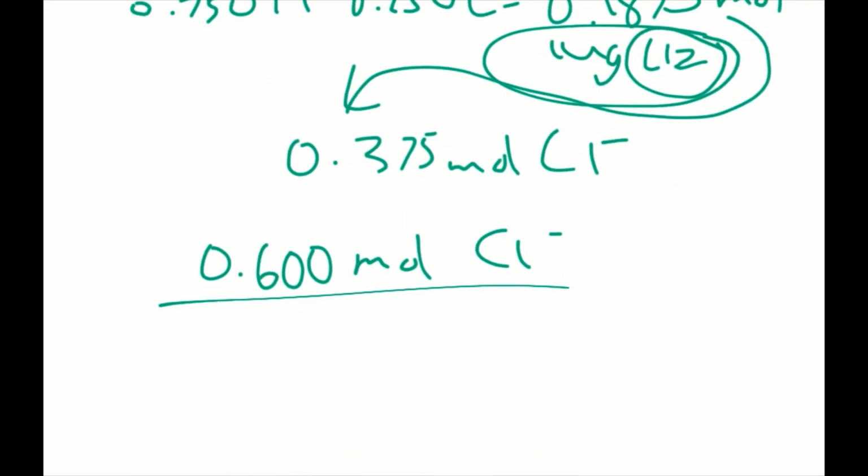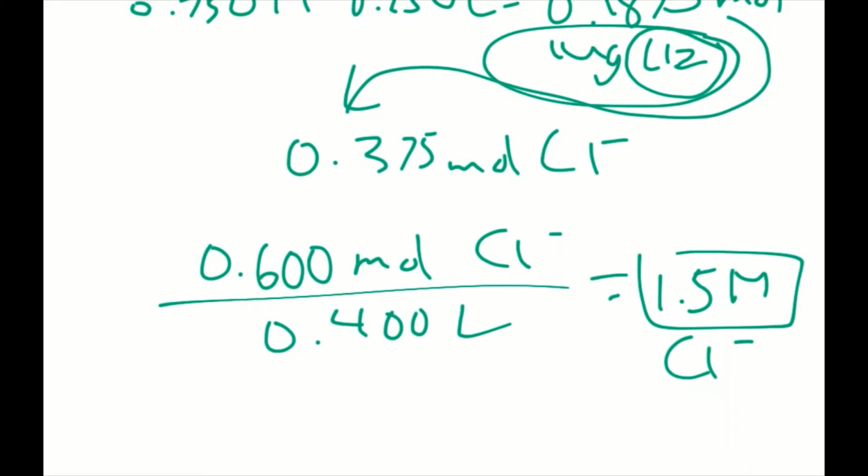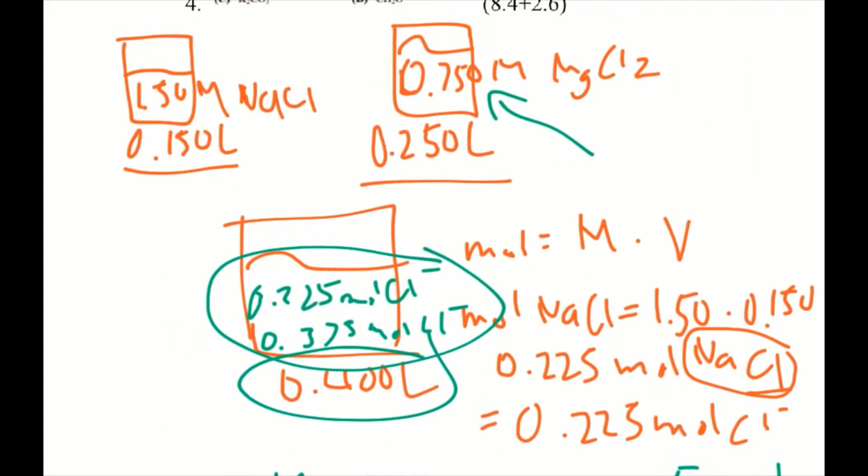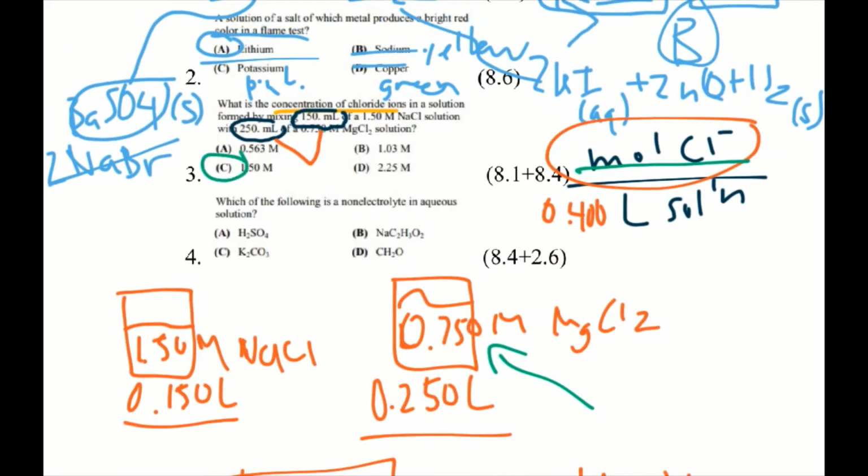when the two solutions are mixed, and we divide that by the volume of the solution when you combine the two solutions, and that's 0.4 liters. And doing the math, we get that the molarity of the solution is 1.5 molar for Cl-. So this is our answer, and it seems like our answer is C.